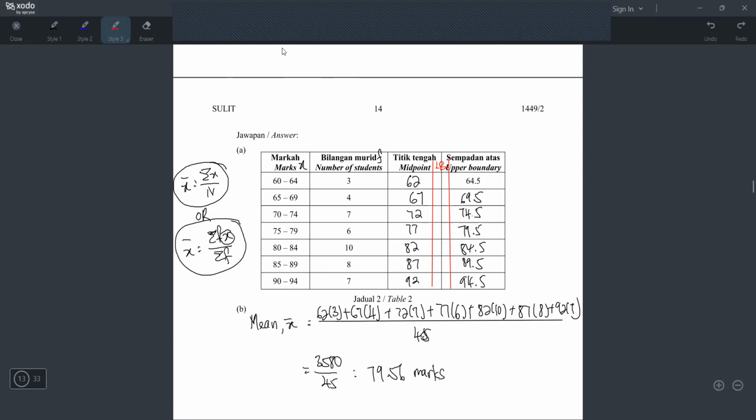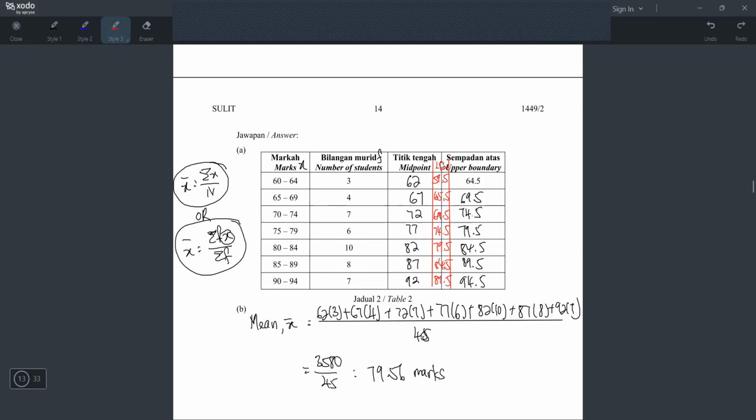Okay. So what is my first lower boundary? It will be 60 plus 59 divided by 2, which is 59.5. And then next will be 65.5. And then next will be 70 plus 69, 69.5. And then 74 plus 75 divided by 2, which is 74.5. Okay. And then 79, 80 divided by 2 is 79.5. And then next is 84 plus 85 divided by 2, 84.5. And then 89 plus 90, 89.5. Betul ke? Okay, betul lah.